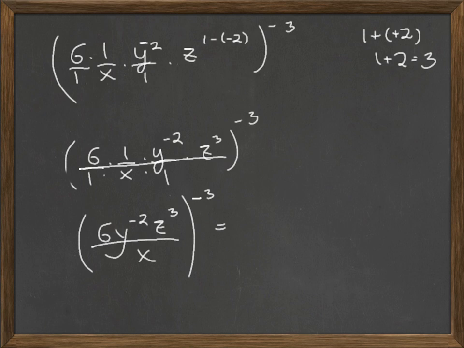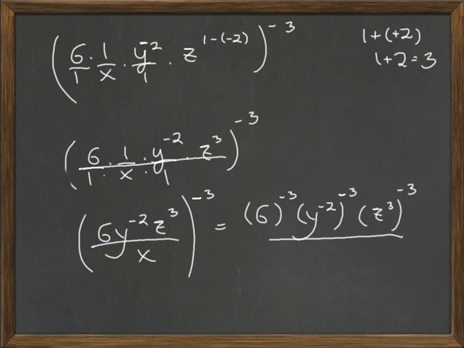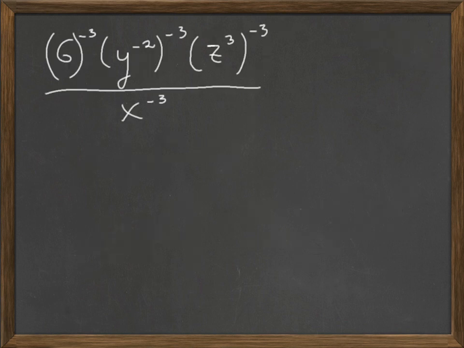Okay, so let's go ahead and apply that negative 3rd power before we get excited and start changing our exponents from negative to positive. So this is going to be 6 to the negative 3rd power, y to the negative 2nd power raised to the negative 3rd power, z to the 3rd power raised to the negative 3rd power, and then we have x to the negative 3rd power. Once again, gee golly, I've run out of room. So let's continue on this page. So we have 6 to the negative 3rd power.